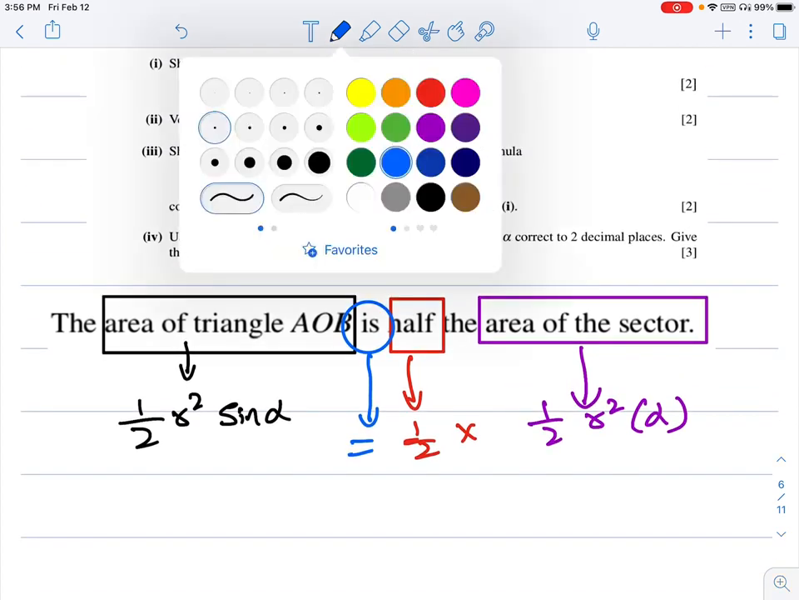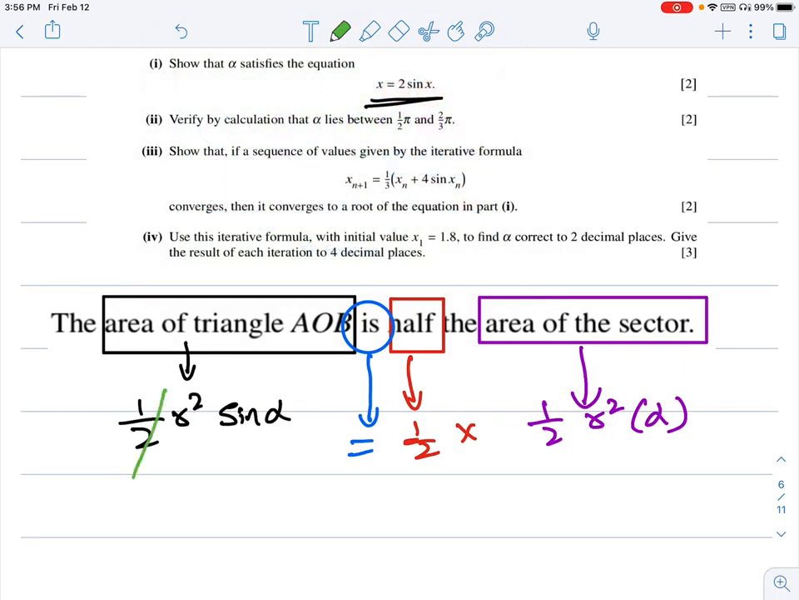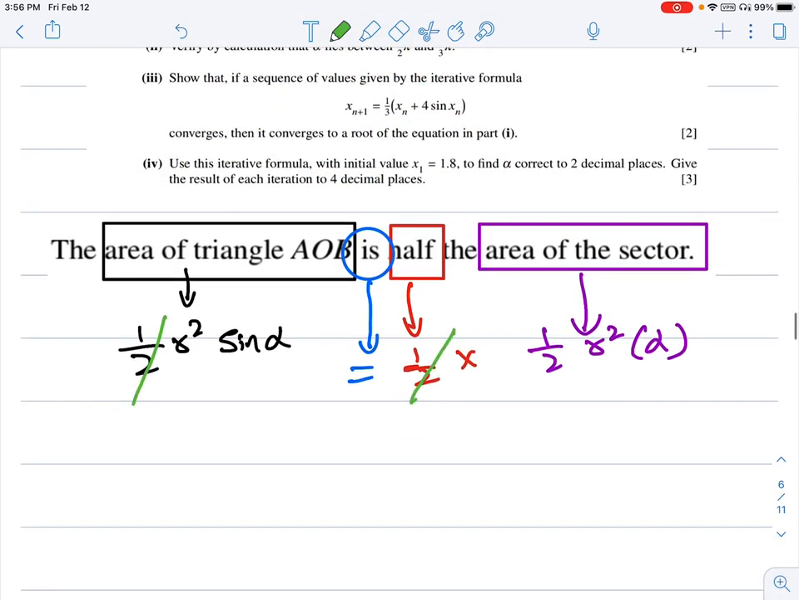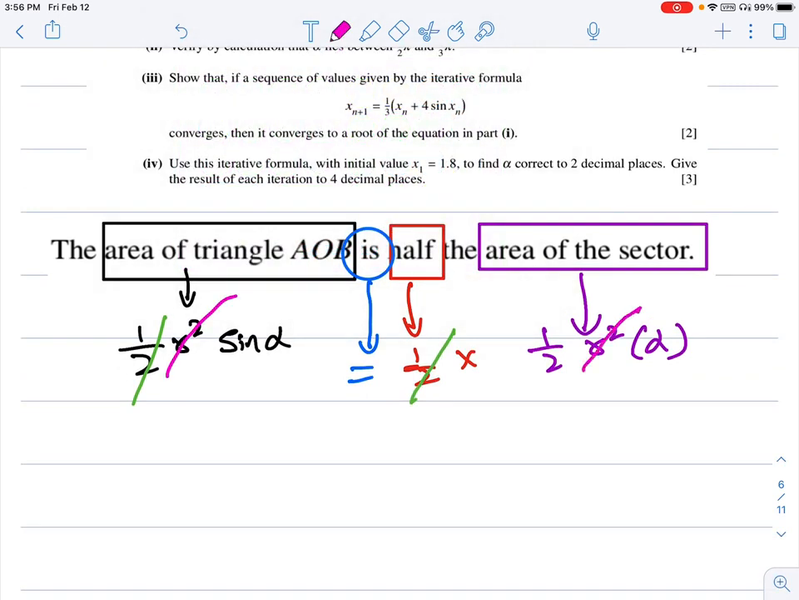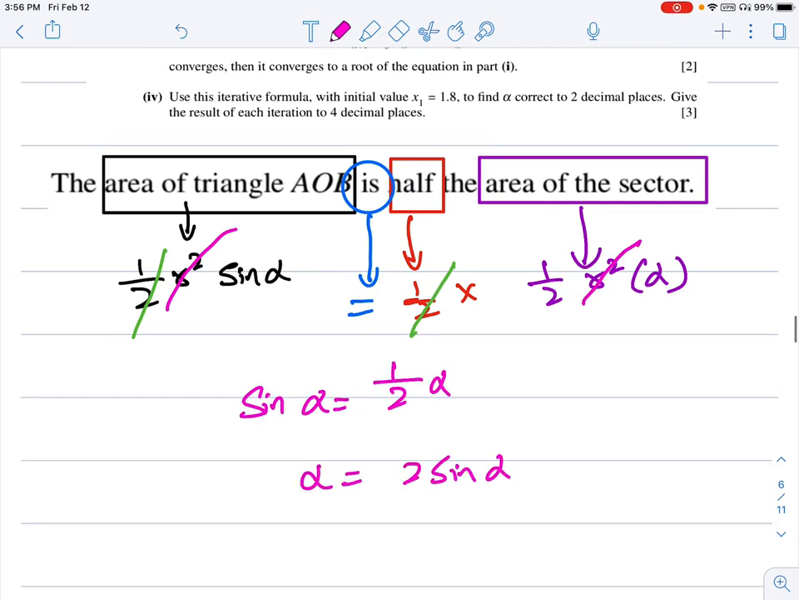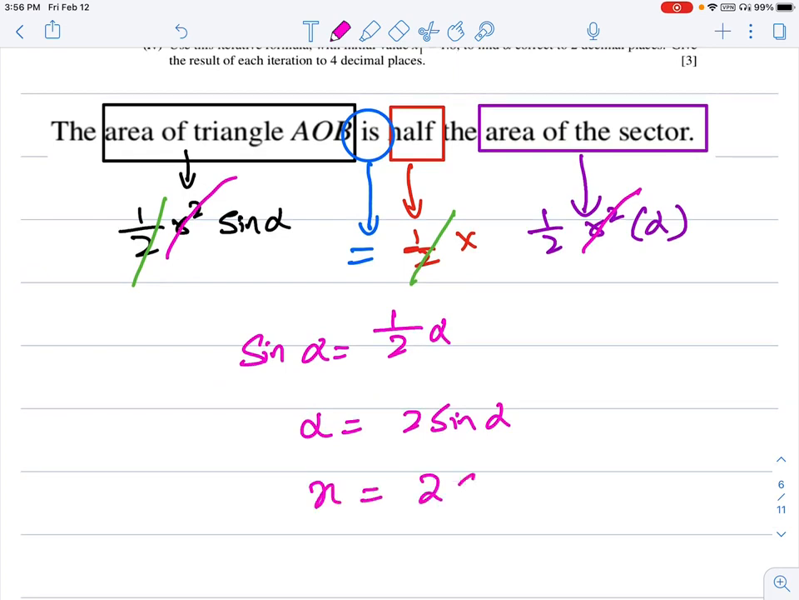So I simplify now. Half and half gets cancelled. r square and r square also get cancelled. So I get sine alpha is equal to 1 upon 2 alpha. So alpha is equal to 2 sine alpha, or the general equation is x is equal to 2 sine x. That's what has been asked us to prove.